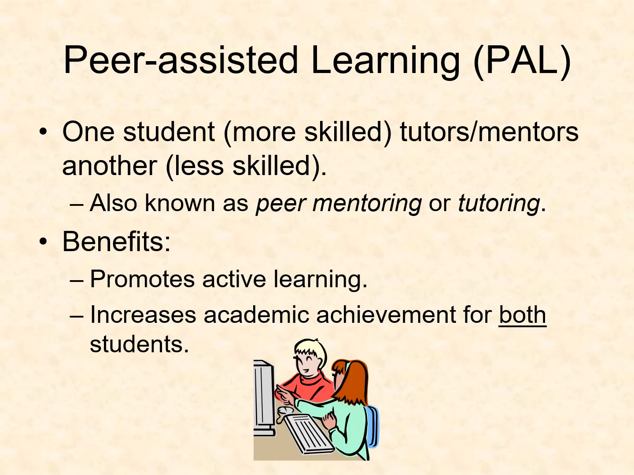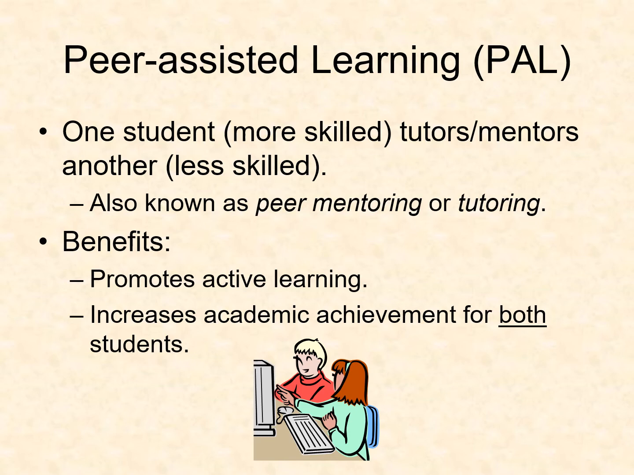One example of cooperative learning that can take place with two students or a dyad is known as peer-assisted learning. We know peer-assisted learning as peer mentoring or tutoring. In a tutoring situation, you pair one student who is more skilled in the subject matter with another student who is less skilled in that subject matter.